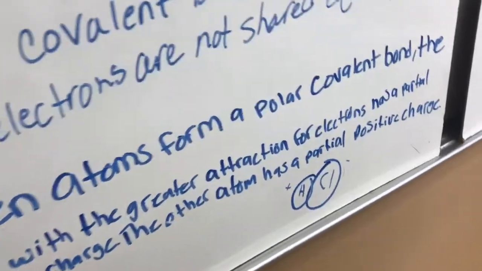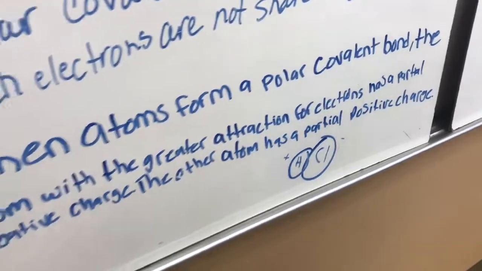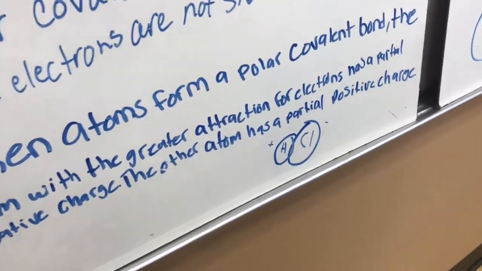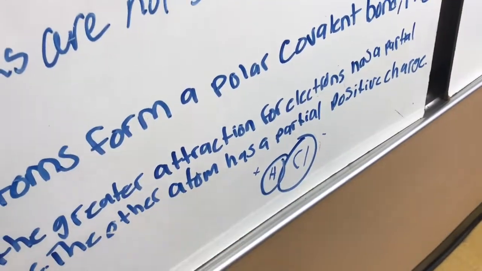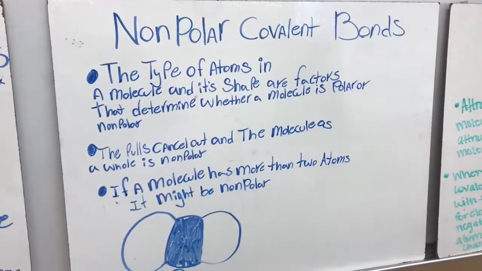So which one attracts the electrons better, chlorine or hydrogen? What do you think? Chlorine. So it holds the electrons longer. So what's the charge of chlorine? Negative. What's the charge of hydrogen? Positive. Very good. Lewis, tell me about nonpolar covalent bonds.